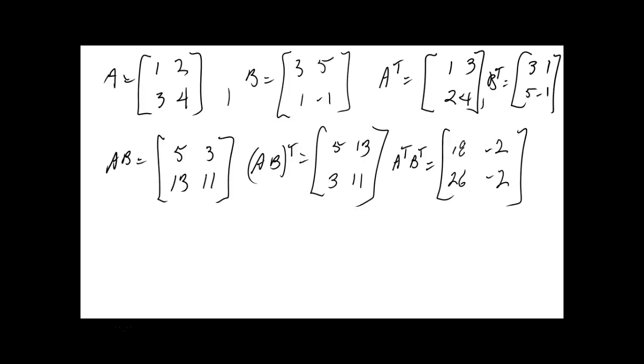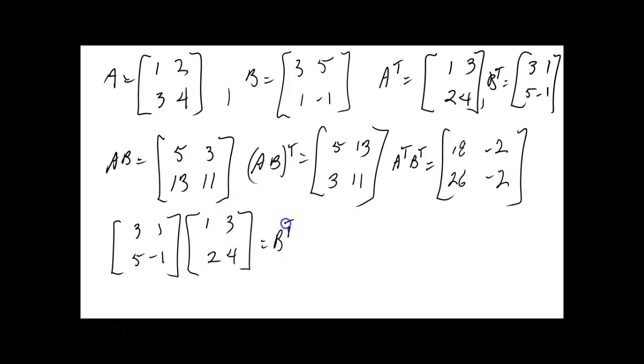Let's try B transpose A transpose. Now this is going to be tough because I don't have room to write it out on the edge. So let's just do 3, 1, 5, -1 times 1, 3, 2, 4. This is B transpose A transpose. Okay, so top left, that would be 3 plus 2, which is 5.